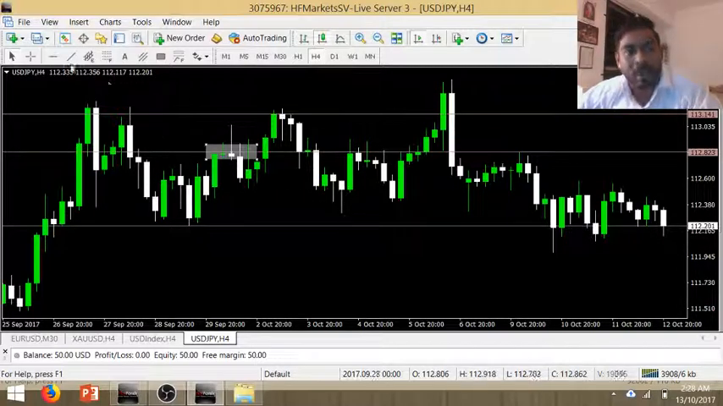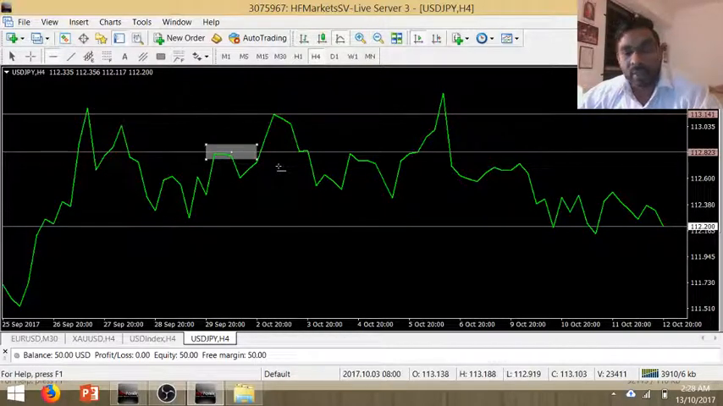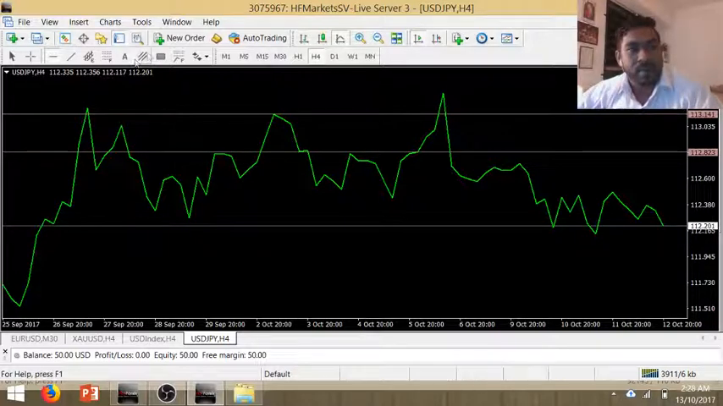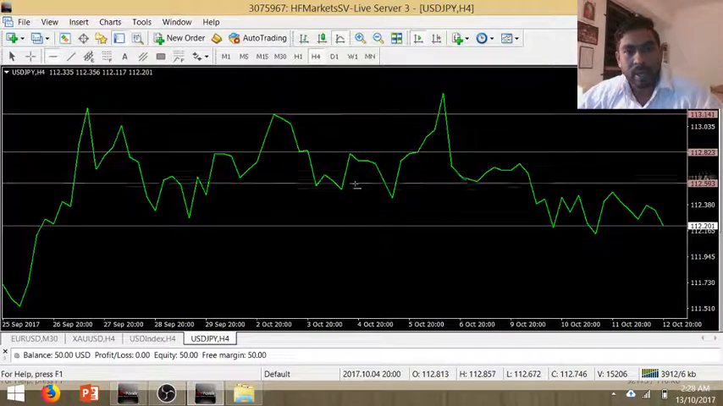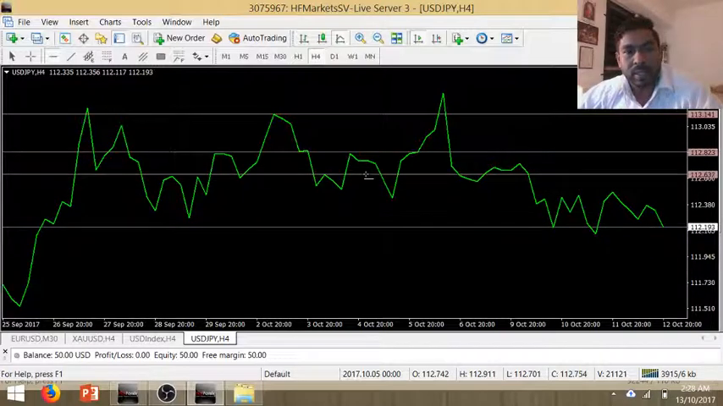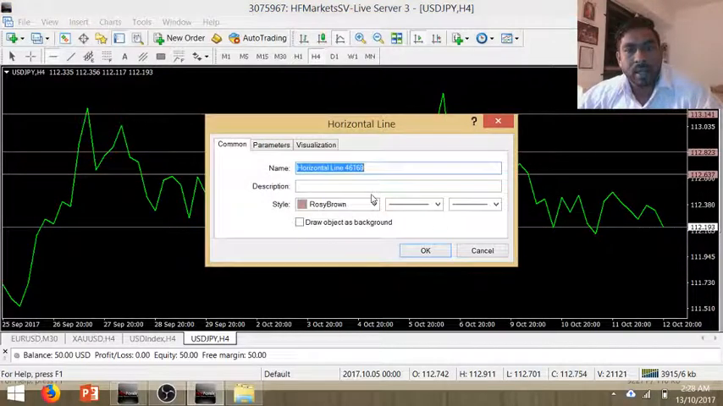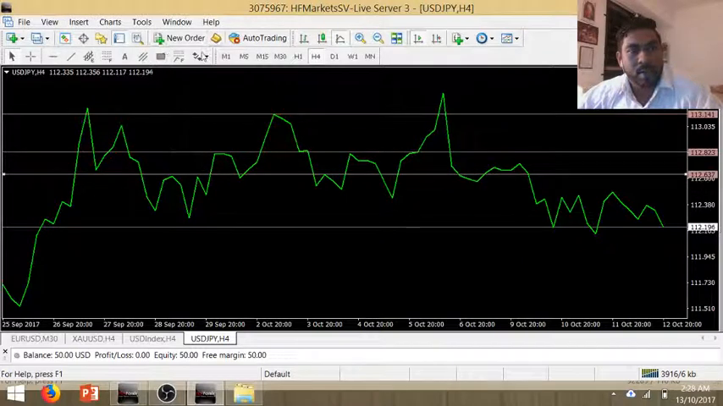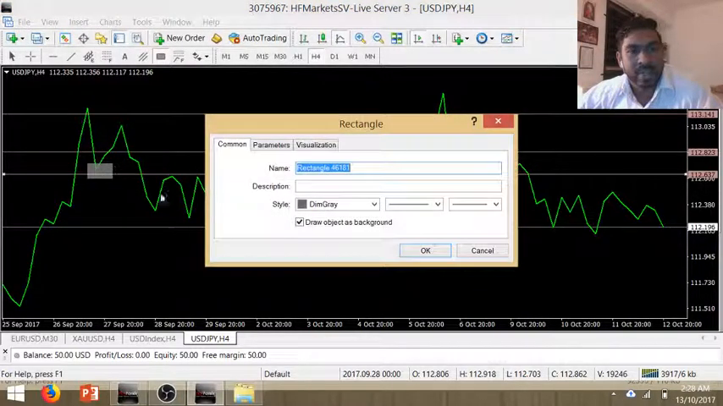So why don't we mark all the levels first, and then we can see whether whatever we are marking is correct. Okay, so our next level will be here. I would assume the level to be here. This is a good level for us to mark because the price has tested once here. It looks like it didn't touch the line.